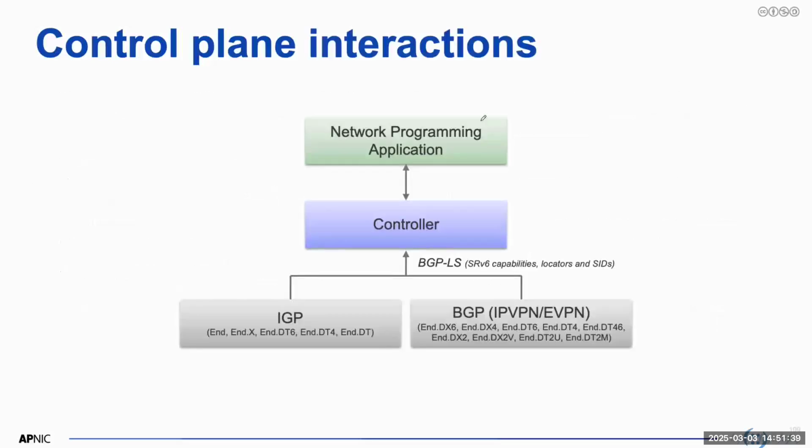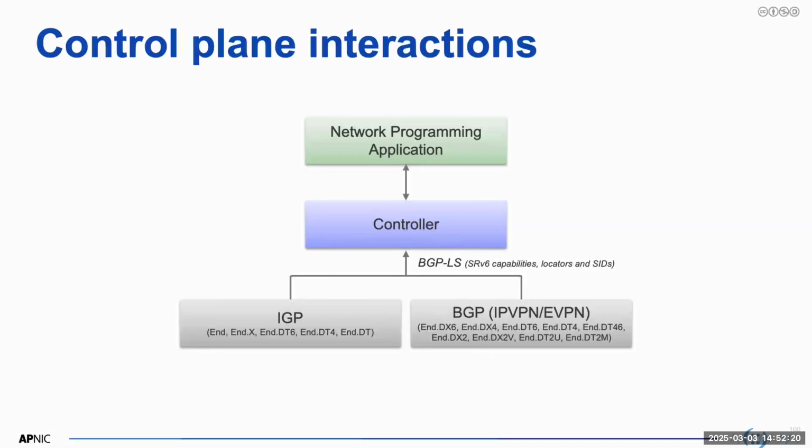So if we look at how this whole thing works, we have the network programming application, which interacts with the controller of the router, and then the controller gathers the information using IGP and BGP. With IGP, we are able to know End.X, End.DT4, End.DT6 and so on. These are the different functions or capabilities implemented, and BGP helps us provide the overlay services using SRv6 and the IGP as well.